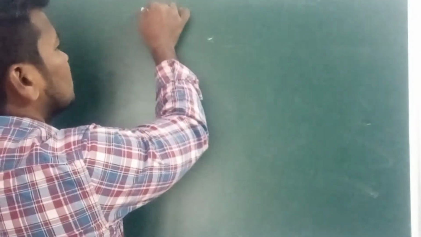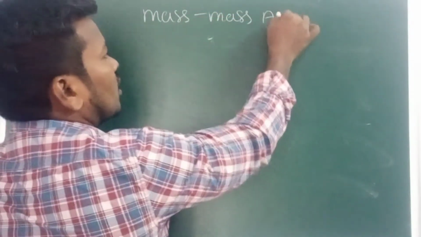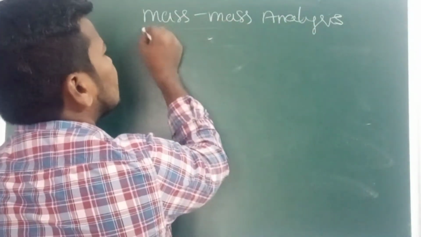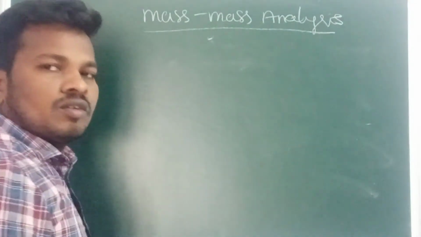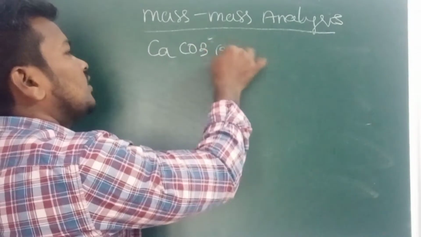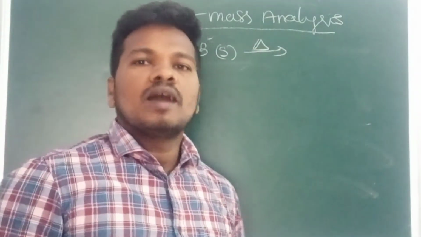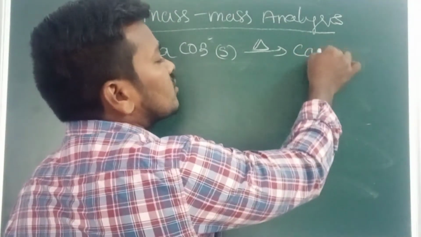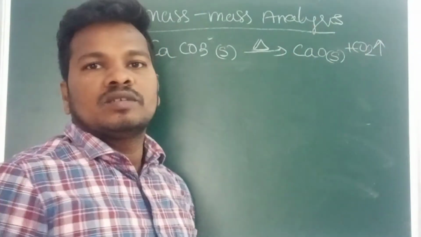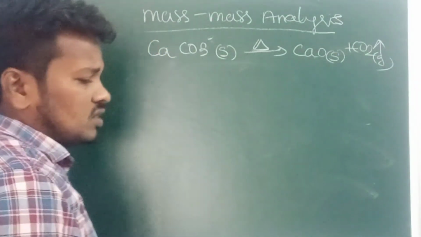In that we have seen the number of moles, mass, and volume. Now you can see the mass analysis. To understand this, I am taking one well-known reaction: calcium carbonate on heating, a thermal decomposition reaction. On heating, it produces two products. One is calcium oxide, and the other is carbon dioxide. Carbon dioxide is a gaseous product.